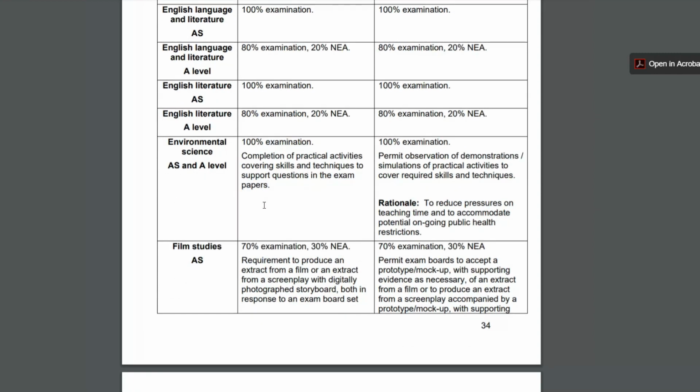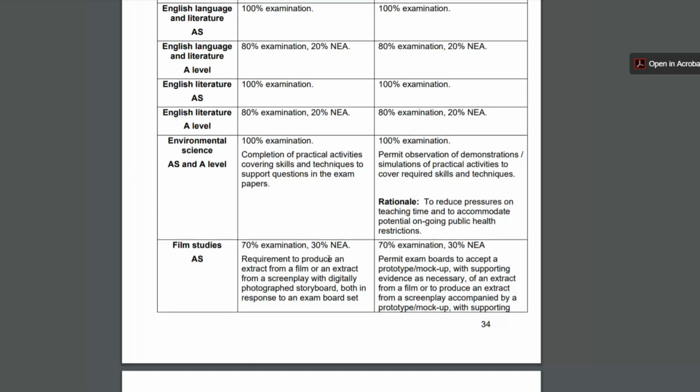Environmental science, AS and A level, another one which I didn't even know was a subject. Pretty cool that it is though. It was 100% examination and required completion of practical activities, just like the other sciences, so biology and chemistry that we've seen so far. They're going to allow you to watch your teachers do the stuff instead.